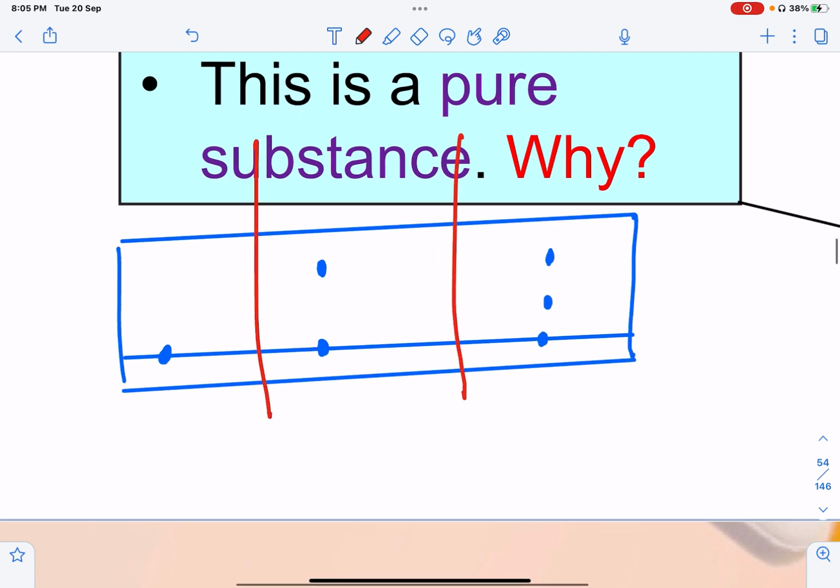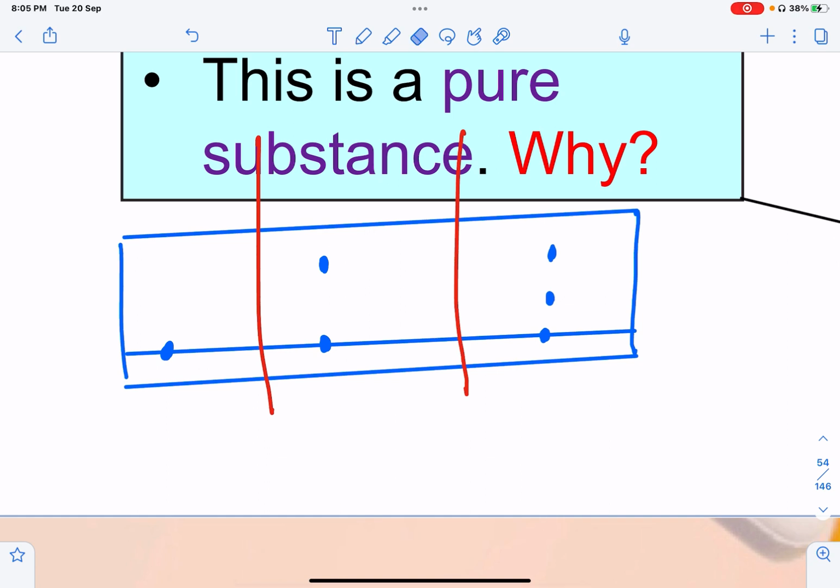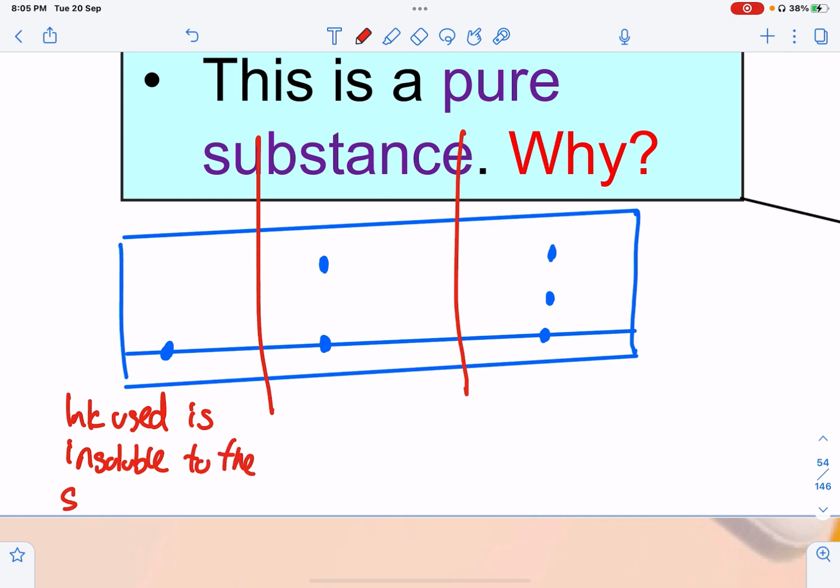So for the first scenario, the reason why the component is not moving is because the ink used is insoluble to the solvent used. Do not use the word water because sometimes in the question they will say that water is not used. It's actually a different solvent. So the reason why the ink is not moving upwards is because the ink is not soluble, or is insoluble, to the solvent used.